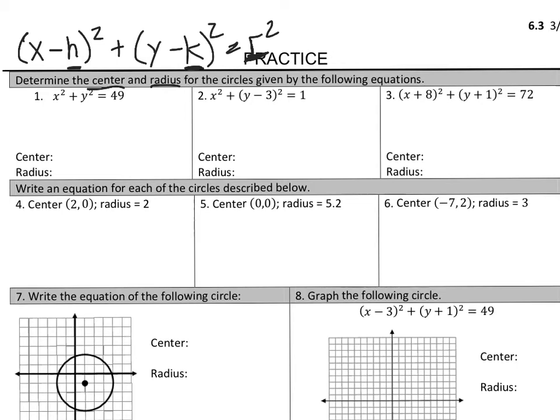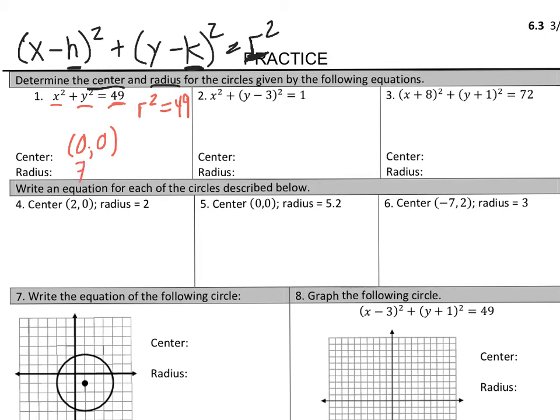Now, for this first problem, all we have is x squared and y squared. That tells me that h and k are both going to be 0. So I know my center is at 0, 0. And then since my radius squared is 49, that tells me that my radius must be 7.